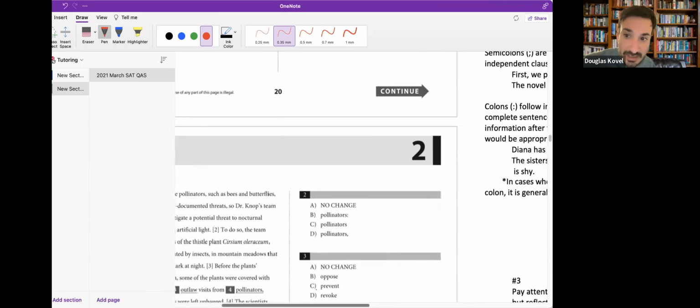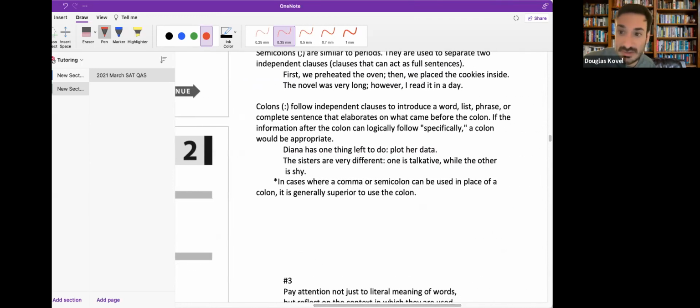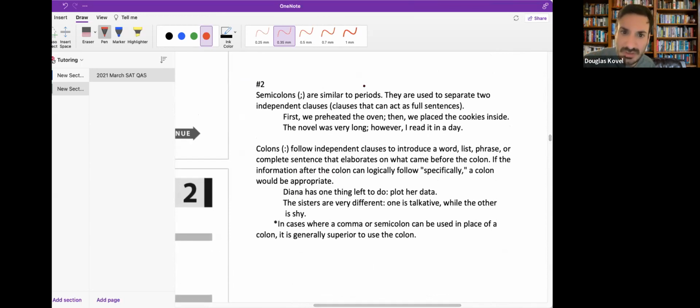Before we analyze how to answer this one, I just want to do a quick mini lesson on semicolons and colons, because from experience, many of my students do not know one or both of these from before they start test prep. So I'm just going to go over the basics. Semicolons, for the most part, function similarly to periods. We use them when we're separating two independent clauses, which, as I said before, are clauses that can act as full sentences. To give you two examples: first we preheated the oven; then we placed the cookies inside. You see these are each independent clauses. I could have put a period there instead of a semicolon and started a new sentence with then, and it would make sense. Same thing here.